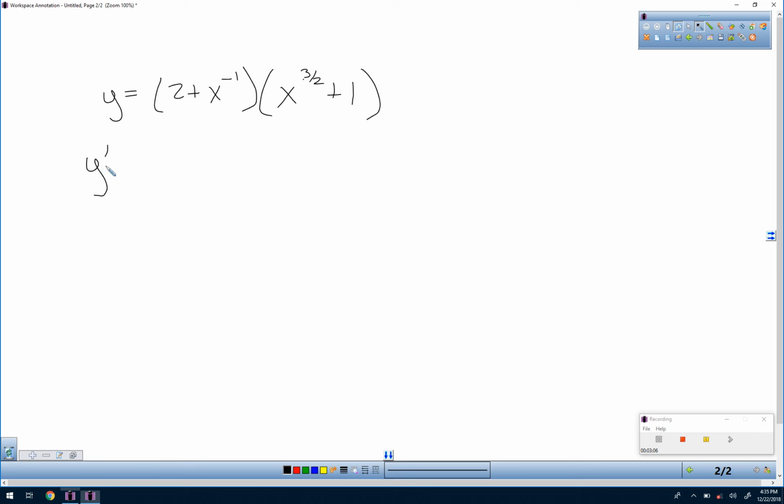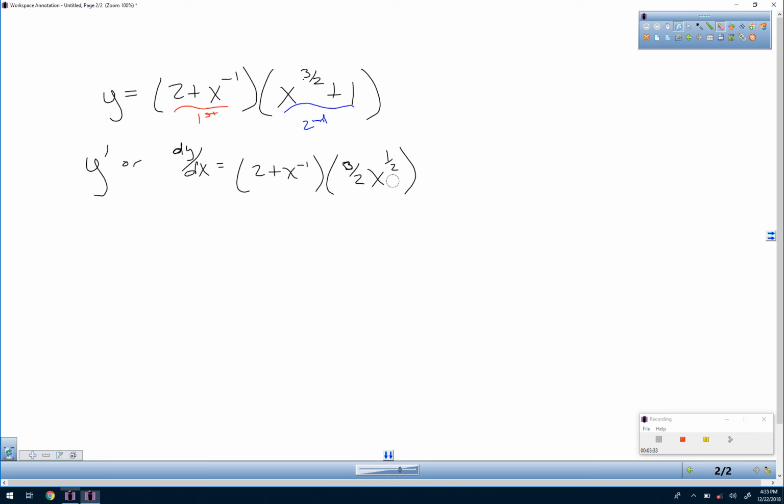So the derivative, y prime, or if you want to put dy/dx, that's fine, would be the product rule. This right here is my first, and this right here is my second. So the derivative would be first, so 2 plus x to the negative 1, times the derivative of the second. Well, the derivative of x to the 3 halves would be 3 halves x to the 1 half. All right, so first times the derivative of the second plus second, so x to the 3 halves plus 1, times the derivative of the first, and the derivative of the first would be negative 1x to the negative 2.